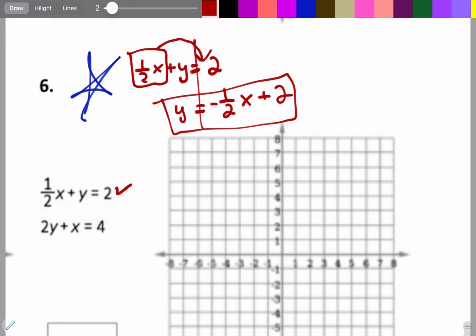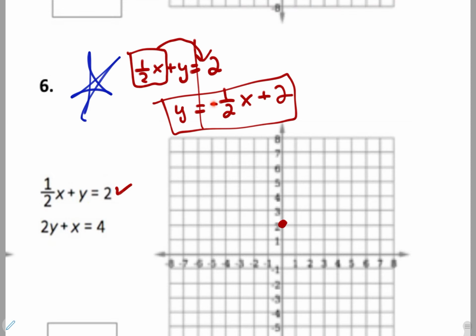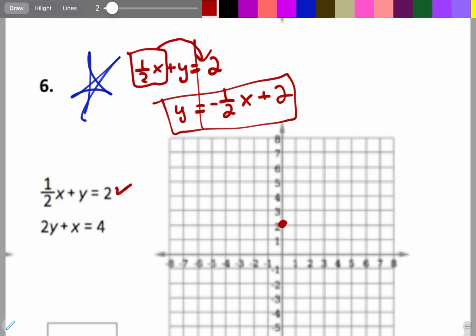We can graph this one by starting at positive 2 and going down 1. That's what that means. Down 1 to the right 2. This negative sign basically goes up top with the 1. So down 1 over 2, down 1 over 2. Do the same thing in the opposite direction to get those other points. Voila.